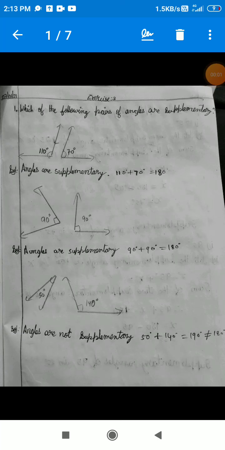Chapter 4, Exercise 3. First, which of the following pairs of angles are supplementary? First one, 110, 70. Angles are supplementary. 110 plus 70 is equal to 180.